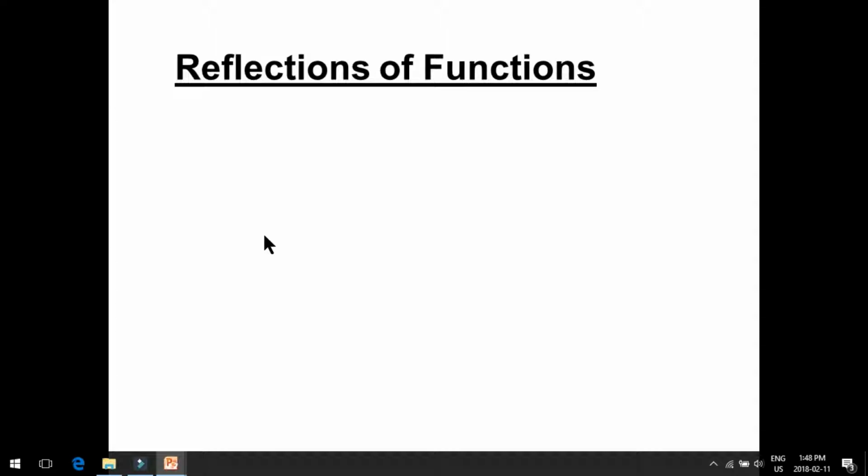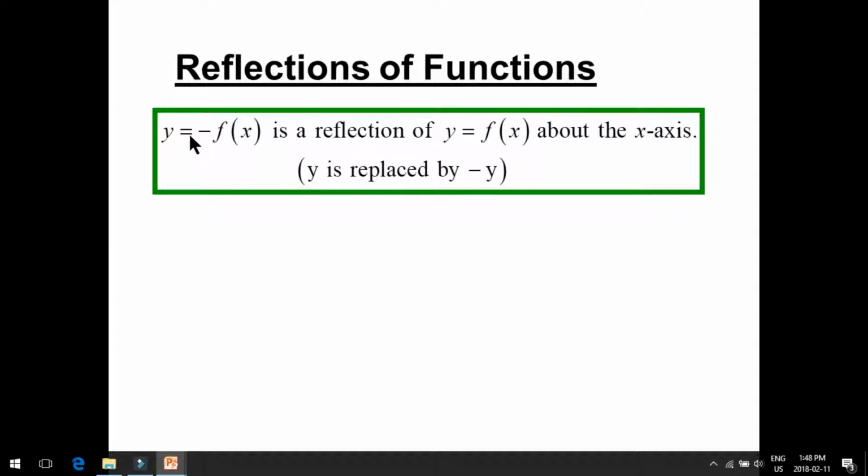Formalizing it, reflections of functions. y equals -f of x is a reflection of y equals f of x. In other words, y got replaced with -y, reflecting the x-axis. That replaced with that, reflect about the x-axis. y gets replaced with -y.